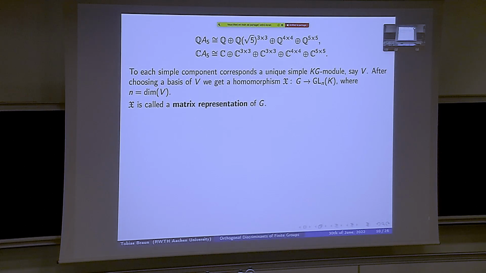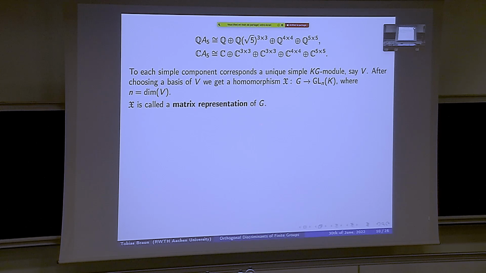Now what we can do is, as I said, a simple algebra always looks like a matrix ring over a division algebra. And such a simple algebra always has only one simple module up to isomorphism, which you can just identify with the column space. Like for this component Q to the 4 by 4, the unique simple module would just be the column space Q to the 4 times 1.